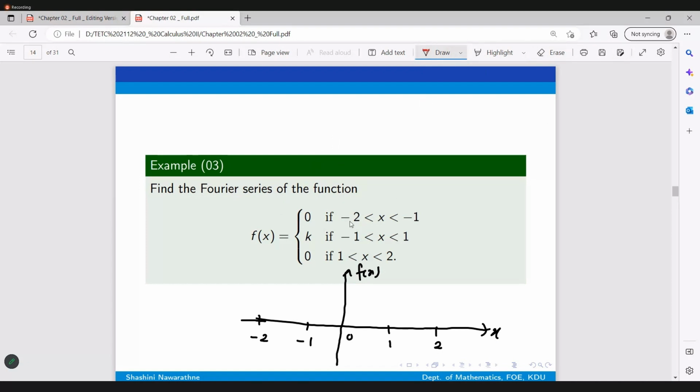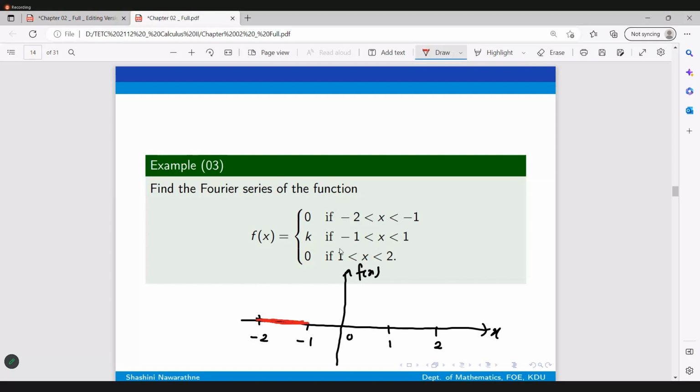Here the domain is divided into 3 parts: starting from minus 2 to minus 1, minus 1 to 1, and 1 to 2. So let's consider the first part, minus 2 to minus 1. How is the function defined? Starting from minus 2 to minus 1, the function is defined as f of x equals 0. So we can draw the graph for that part as f of x equals 0.